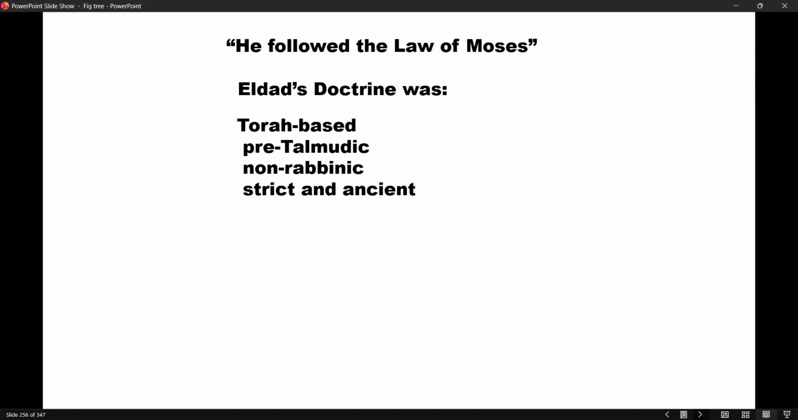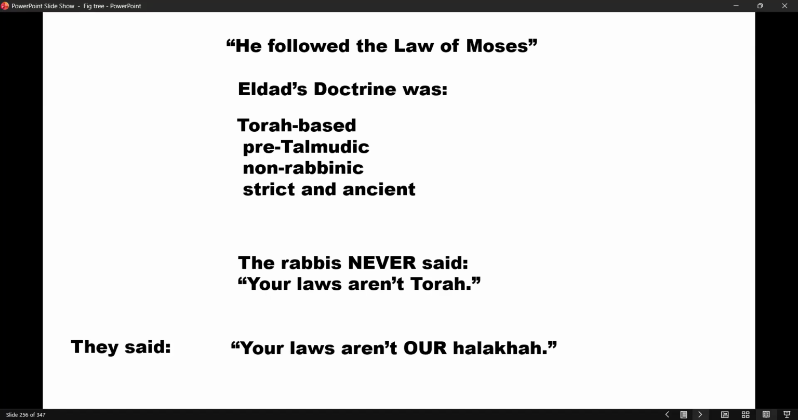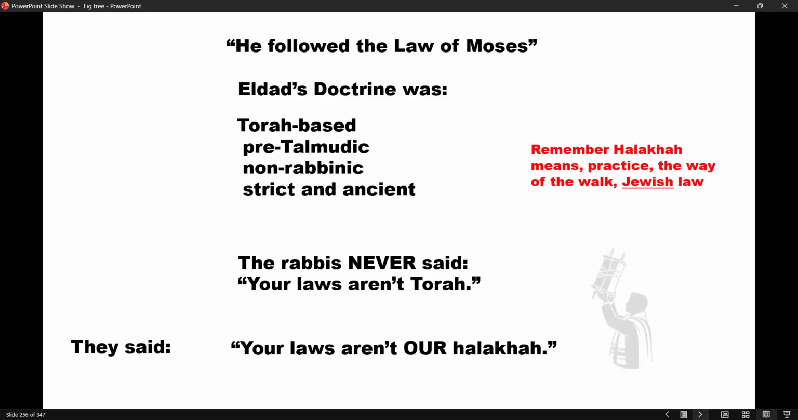Strict and ancient. The rabbis never said your laws aren't Torah because they could not. They know he had the truth. They said your laws aren't our halakha, our traditions, our oral traditions, basically, because that's what they got a hold of after the Pharisees was able to, after 70 AD, go free and do whatever they wanted to do. They started writing all these traditions back down, and they kept passing them up, and then the little hats got their hand on it and ran with it. So remember, halakha means practice, the way of the walk, Jewish law. All right.